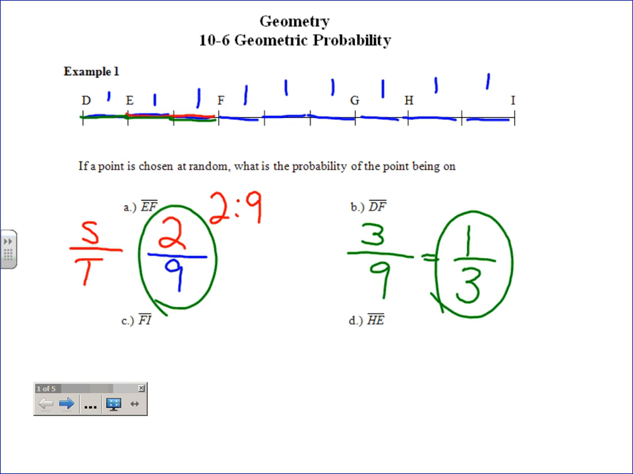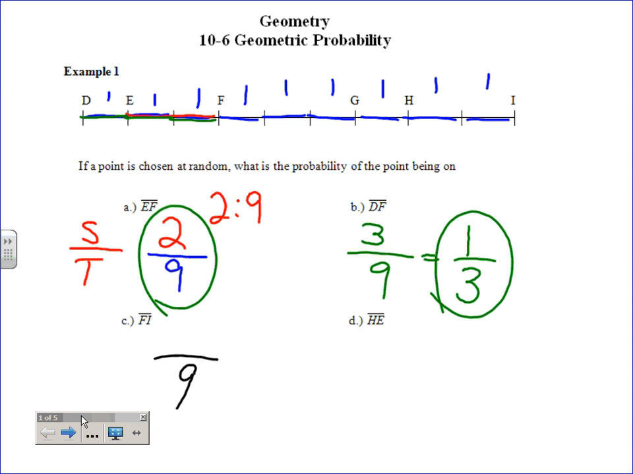Okay. How about F to I? More probable or less? More probable for F to I. And how many from F to I? 6 of them, if you count them. 6. Acceptable? No. The correct answer should be 2/3. So do you understand that this one's actually twice as probable as letter B? Or 3 times as probable as A.